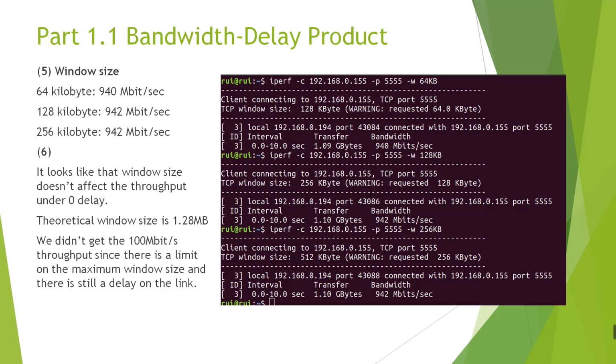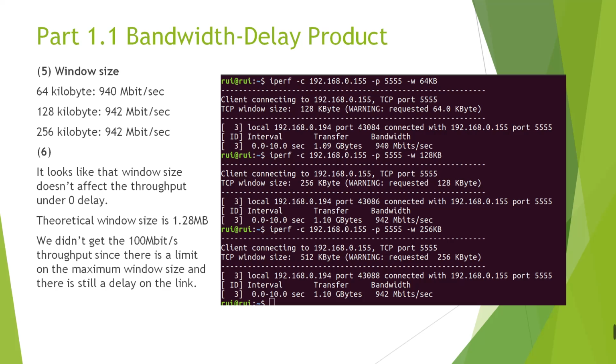based on our throughput, it looks like the window size doesn't affect the throughput under zero delay, but when there's a delay on the link, I think the window size will affect it, and the bigger window size will have a better throughput under that circumstance. So when there's 100 megabits per second and 25 millisecond delay, the theoretically optimal send and receive window size should be 1.28 megabytes.